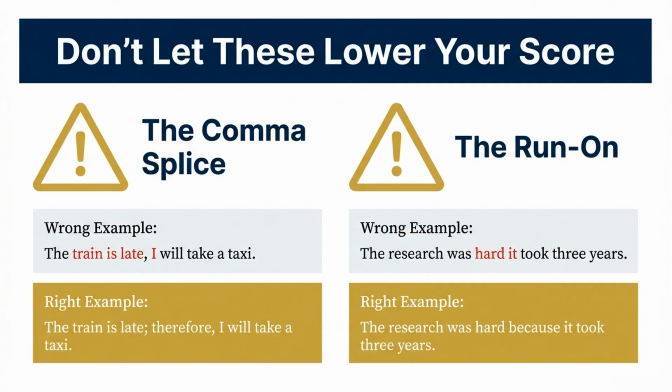Finally, watch out for the score killers. First, the comma splice. Joining two independent clauses with just a comma. Example, the train is late, I will take a taxi. That is wrong. Fix it with a semicolon or a conjunction. Second, the run-on. Fusing sentences without any punctuation. Example, the research was hard, it took 3 years. Fix it by adding because to show the relationship.